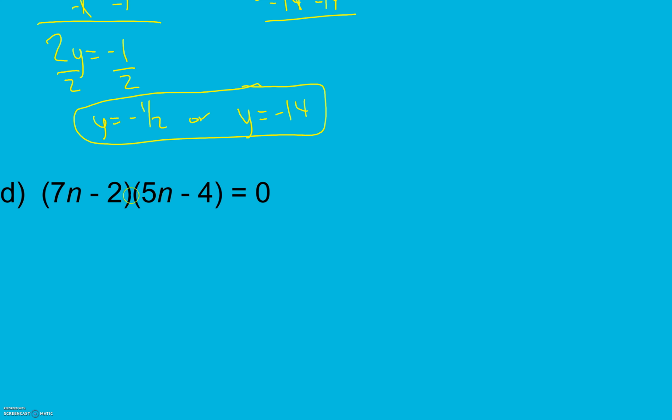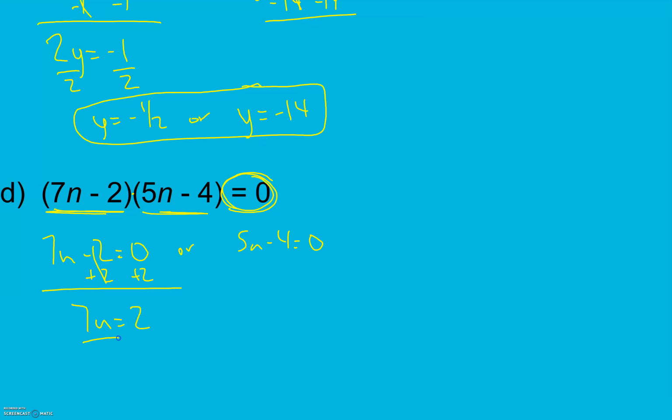Last one here. Again, in order to multiply to 0, one of my factors has to be 0, or my other factor has to be 0. So we take our things that are being multiplied together and set them equal to 0. And solve. We get rid of any adding or subtracting first, and then any multiplying or dividing.